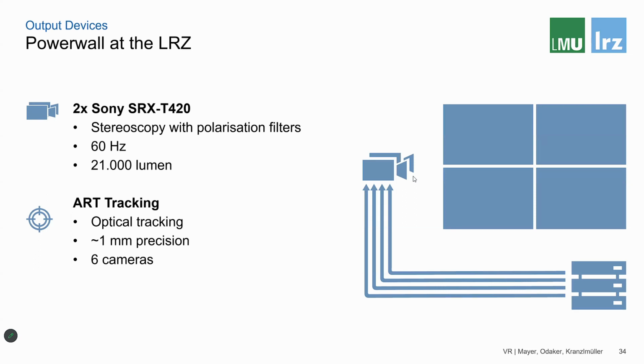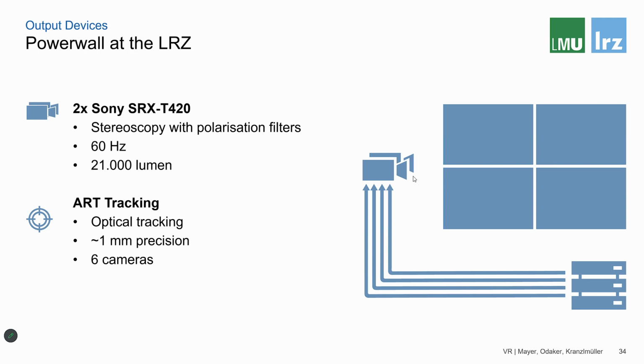So this is what the Powerwall looks like. We have two Sony SRX T420 projectors. They have 21,000 lumen, and each is doing 60 frames per second. So that gives you 60 frames per second per eye, or 120 frames per second in total. And we have stereoscopy with polarization filters.